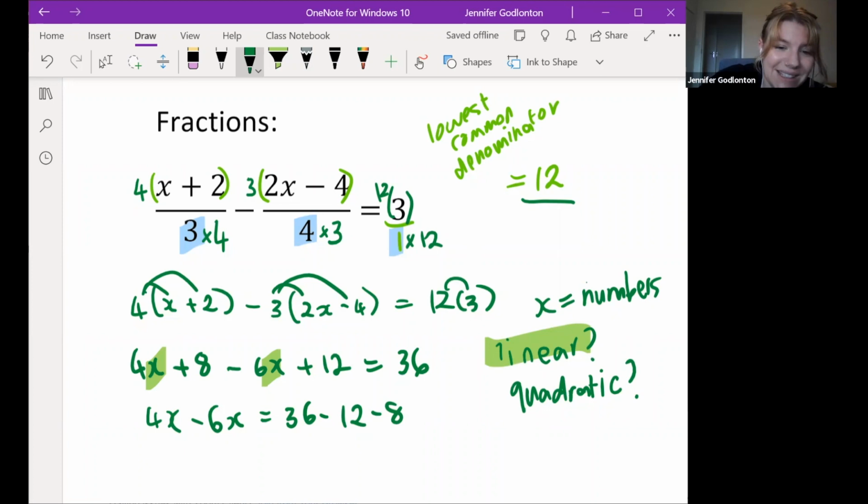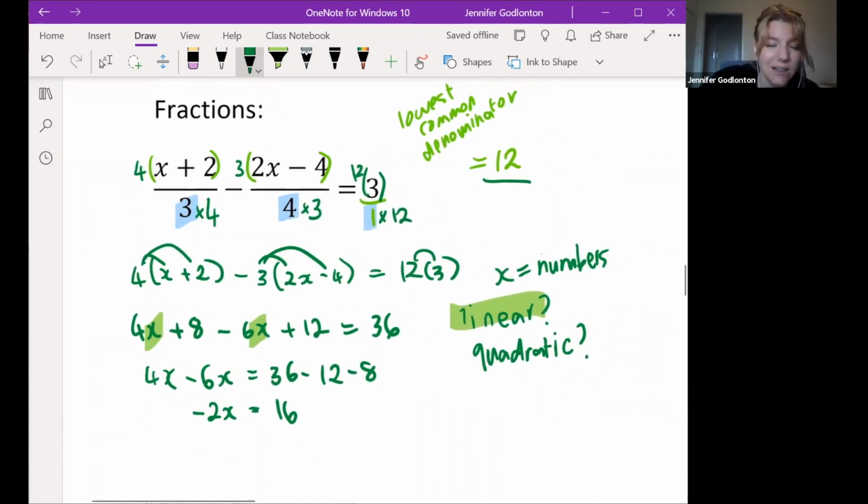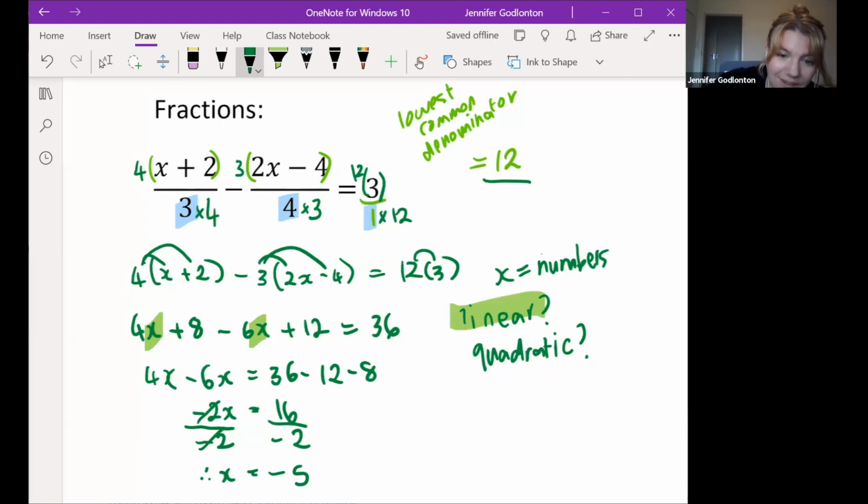So 4x minus 6x gives me negative 2x. And then on the other side, we've got 36 minus 12, which is 24, 24 minus 8, which gives us 16. Okay, so we land up with negative 2x equals 16. We are going to divide both sides by negative 2. Be careful with your signs. A positive and a negative is a negative, and so x is equal to negative 8.